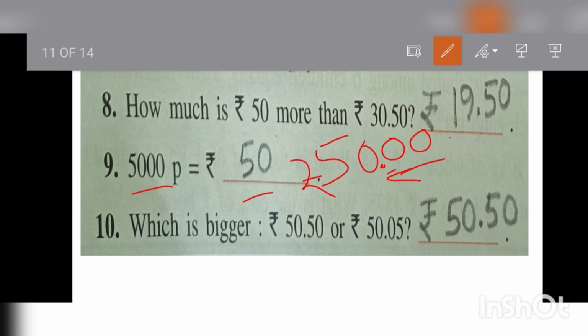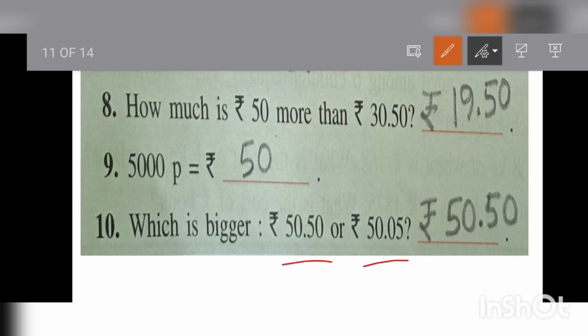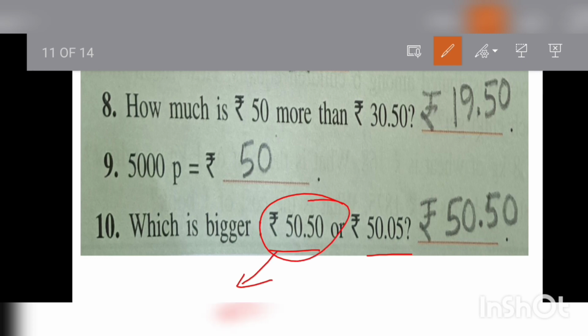Now see question number 10. Which is bigger, rupees 50.50 or rupees 50.05? Here rupees is 50 and paise is 50 paise. And here rupees is 50 and paise is 5 paise. So we say that rupees 50.50 is bigger than rupees 50.05.